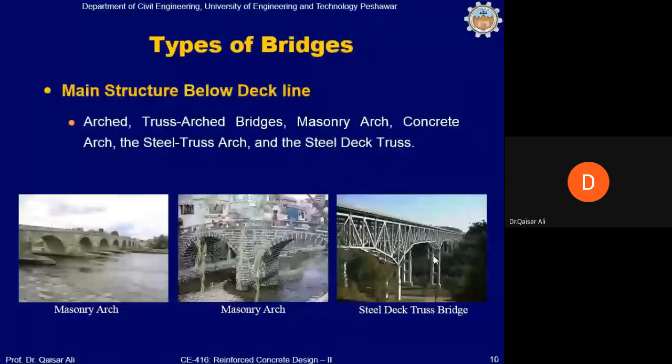Masonry arches, because the main surface on which the vehicle runs is now, in this case, the deck system, and the deck is basically above the main structural system which supports the deck. So when the main structural system which supports the deck is below the deck, those are called arch bridges: truss arch bridges, masonry arch bridges, concrete arch, steel truss arch, and steel deck truss.